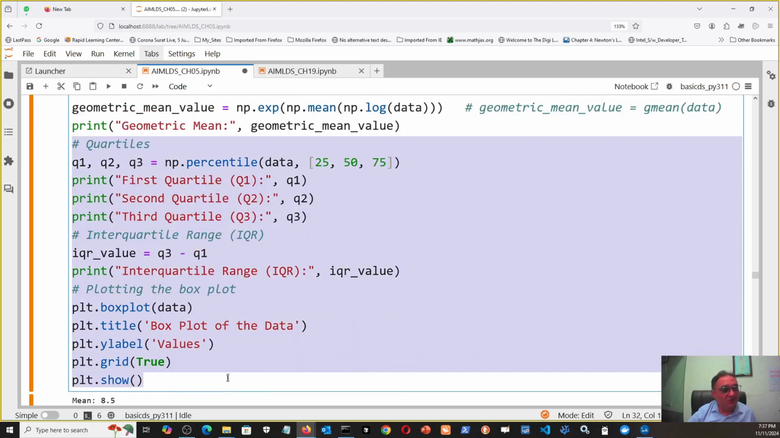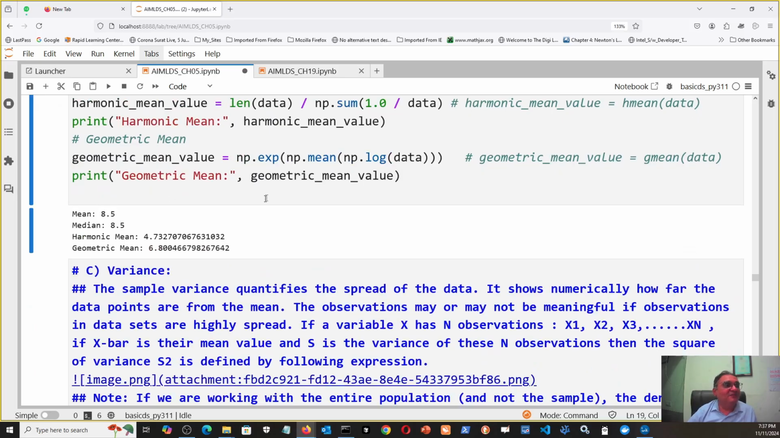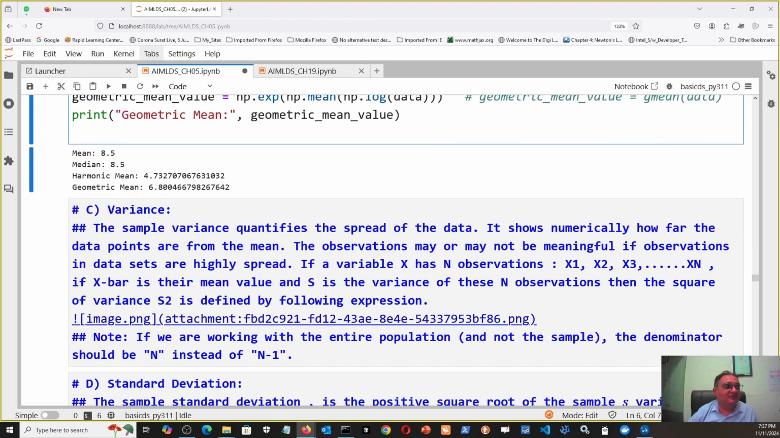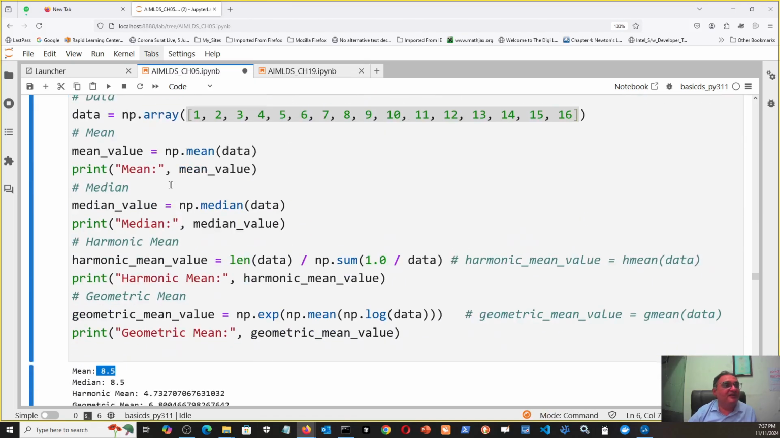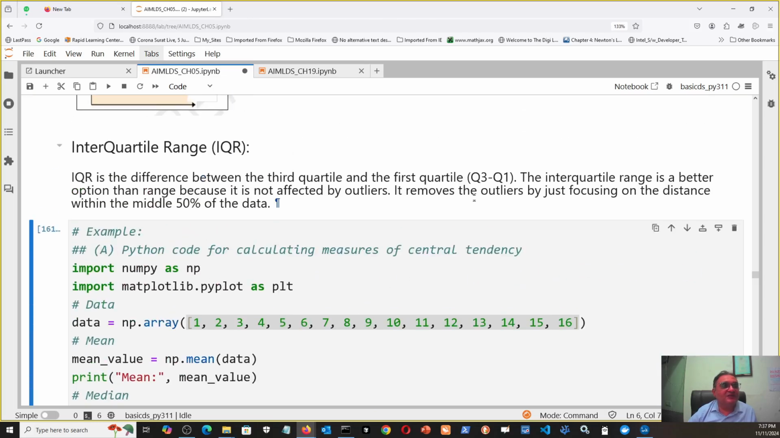So let me first delete that much portion and execute only this. These are the mean and median. It is easy to know that the mean is the sum of all these divided by the total number of observations. So here I am getting 8.5. The median is np.median, the middle value of the observations. That is also 8.5.